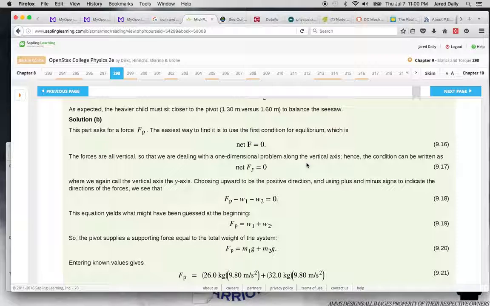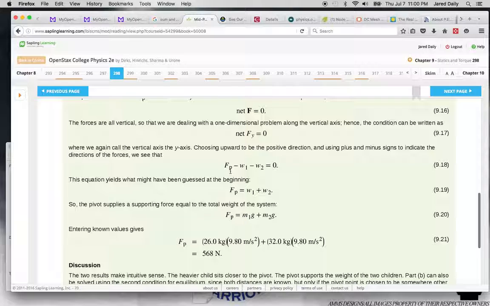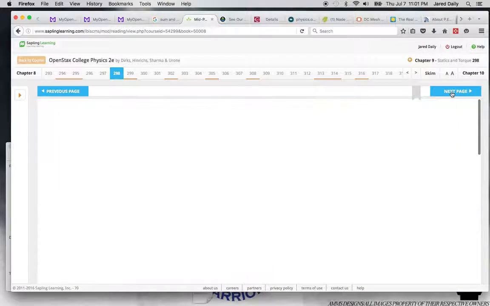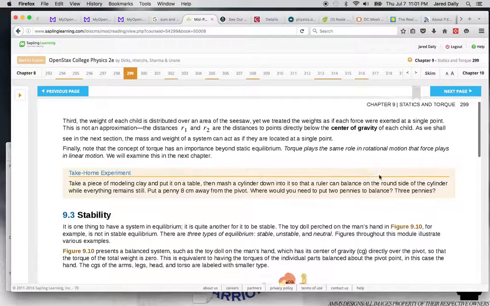In part B, they ask for the force at the pivot. The force at the pivot has to cancel out the two forces from the weights of the children, so you're just adding forces in the y direction. The force of the pivot is up, and the two weights of the children are down, so they're negative. You set them equal to 0 because it's not accelerating up or down. So you just add the weights of the kids together and you're done.